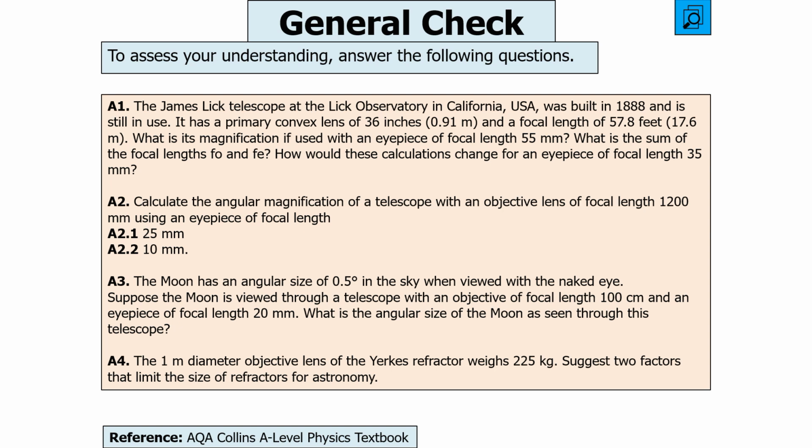Suppose the moon is viewed through a telescope with an objective focal length of 100 centimeters and an eyepiece of focal length 200mm. What is the angular size of the moon as seen through this telescope? And the 1 meter diameter objective lens of the Yerkes refractor weighs 225 kilograms. Suggest two factors that limit the size of refractors for astronomy. So pause the video now, then unpause the video when you want to go through your answer.